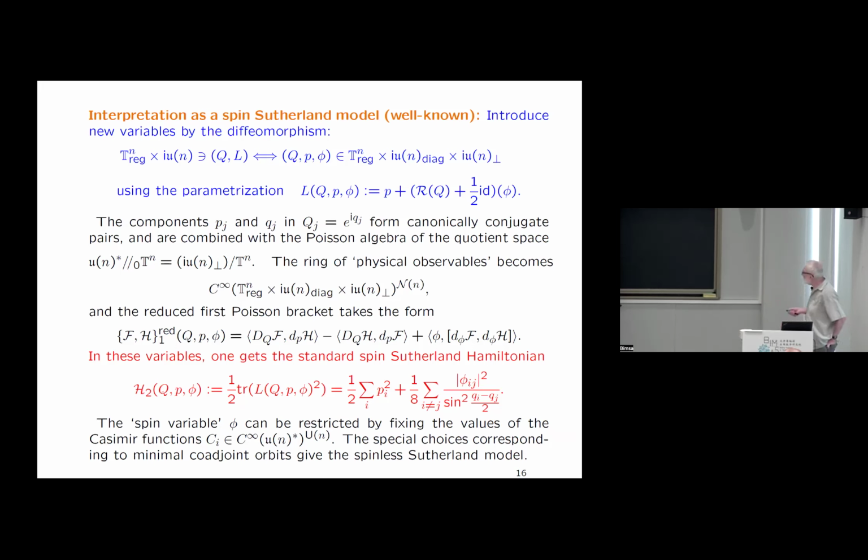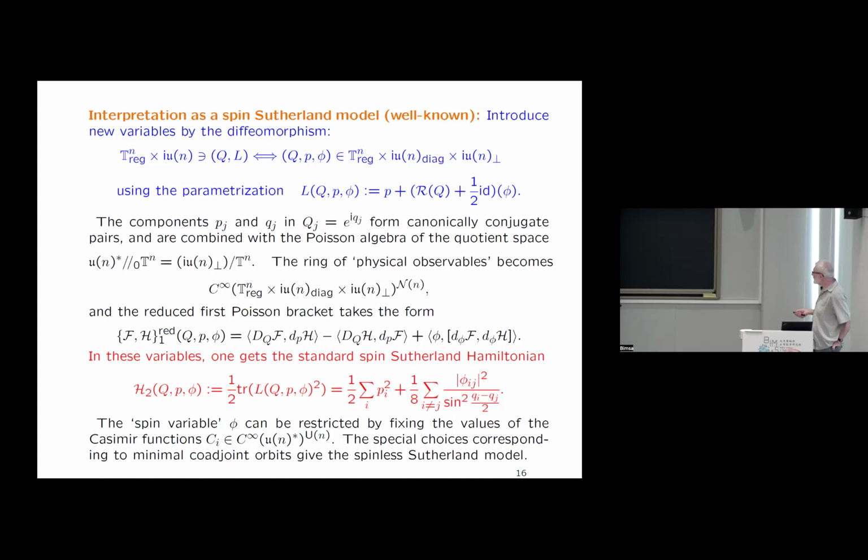So the first Poisson structure, by parameterizing the variables in this manner, takes a nice form, and the main Hamiltonian also takes a nice form. This derivation of the spin-Sutherland model is, of course, well known.